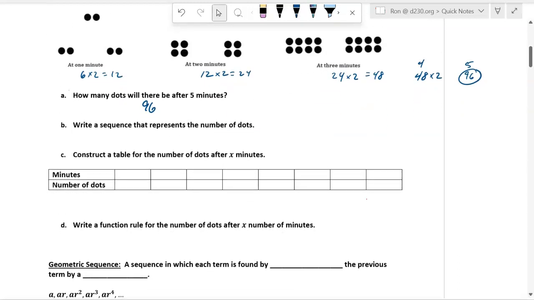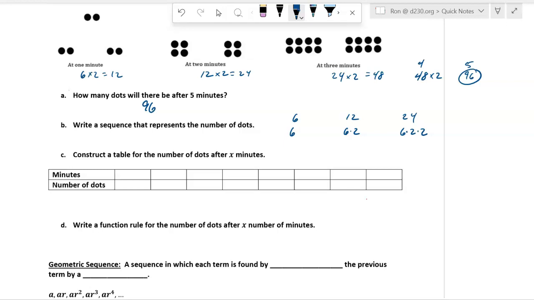Now, if we were to try and write a sequence that represents the number of dots, so if I ask you how many dots are there after 20 minutes, you don't want to keep multiplying by 2 to figure that out. We want to create a formula here. So the easiest way to look at this is if I went from 6 to 12 to 24. That starts at 6, but this would be 6 times 2, and then this would be 6 times 2 times 2, because 6 times 2 is 12, and 12 times 2 is 24.